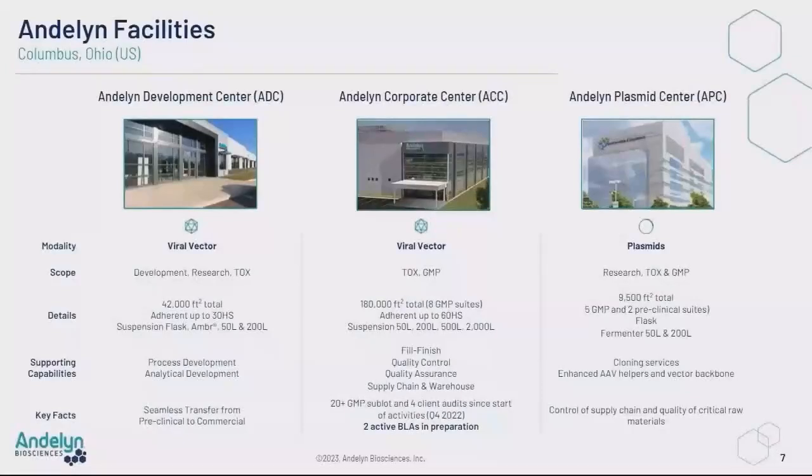that's able to do suspension manufacturing up to 2,000 liter and 2D adherent manufacturing up to 60 hyperstacks per sublot. We can manage multiple sublots at any scale. And then our plasmid facility, which is 9,500 square feet, that handles both GMP and non-GMP manufacturing, it scales up to 200-liter fermenters, as well as cloning services and vector design.